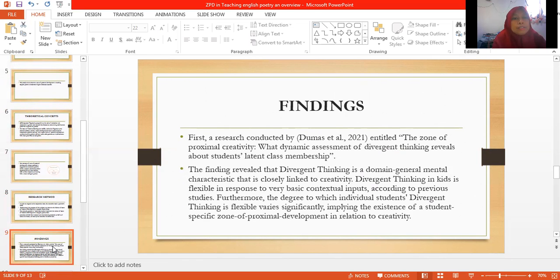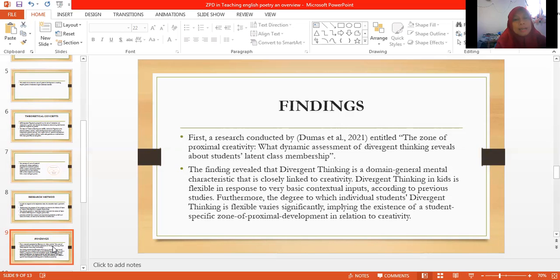Findings. A research conducted by Dumas et al., 2021, entitled The Zone of Proximal Creativity: What Dynamic Assessment of Critical Thinking Reveals About Students' Latent Class Membership. The finding revealed that divergent thinking is a domain general mental characteristic that is closely linked to creativity. Divergent thinking in case is flexible in response to very basic contextual inputs, according to previous studies. Furthermore, the degree to which individual students' divergent thinking is flexible varies significantly, implying the existence of a student-specific zone of proximal development in relation to creativity.